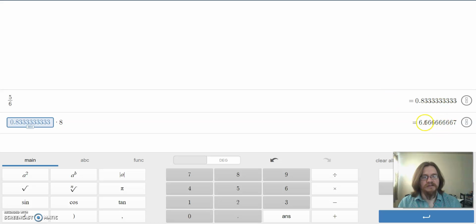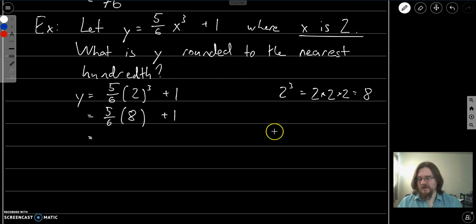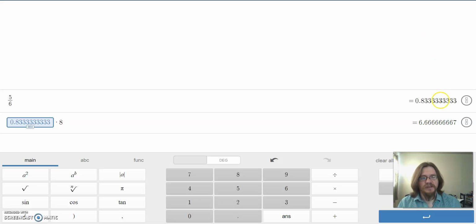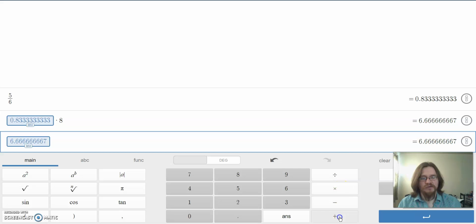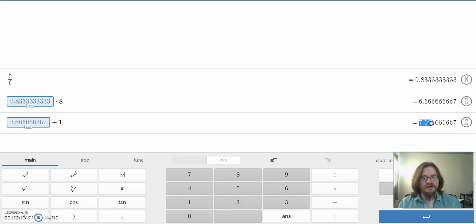Okay, so when I come back to here, I know what 5/6 times 8 is. That's just in my calculator, and then what I'll do is I'll write it down, noting that I'm not writing down the whole thing. So this is going to be 6.666, a bunch of them. And I'm going to add 1 to it. So I'll come back to my calculator. I'll take the previous line, which is answer, and I will add 1. And when I hit enter, this is my number. So it's going to be 7.66666 forever.